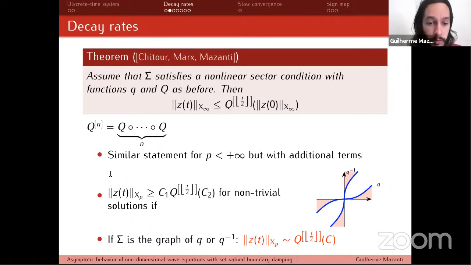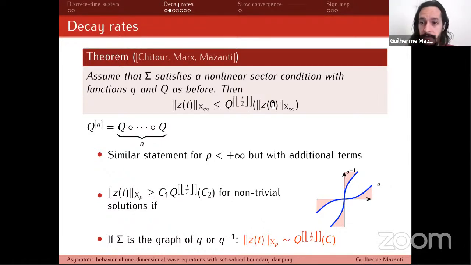And you also have lower bounds if we assume some sort of anti-sector condition. So instead of saying that I'm between these two functions, if I assume that I'm outside of this region, in the red zone here, I can give lower bounds on the solutions. In particular, if my boundary condition is equal to this function Q or equal to the function Q minus one, then we have the exact asymptotic behavior, which is given by iterates of Q applied to some constant, which is essentially the norm of the initial condition.